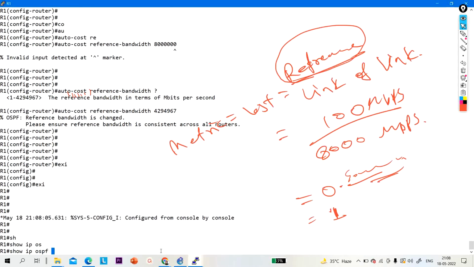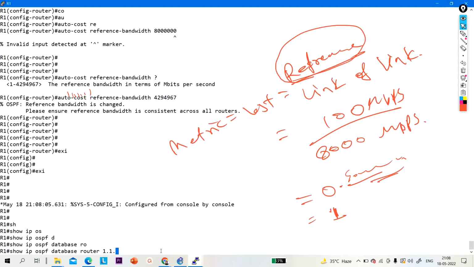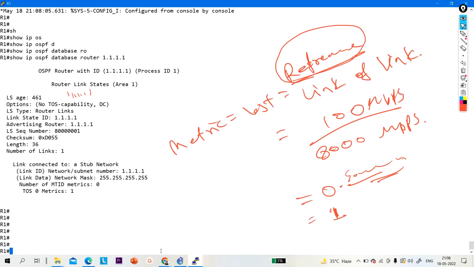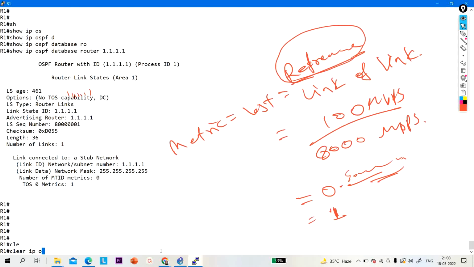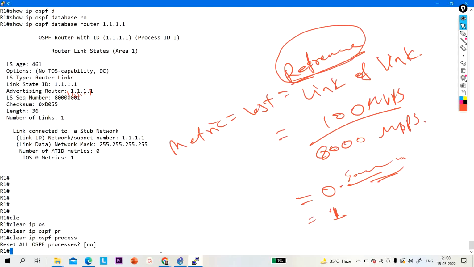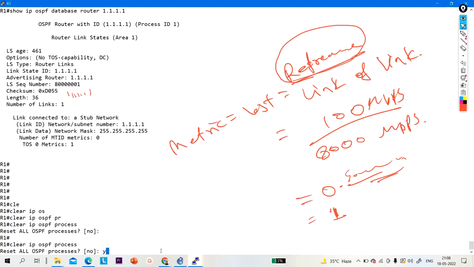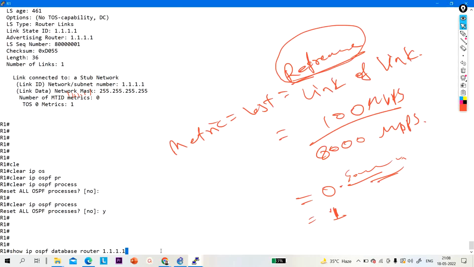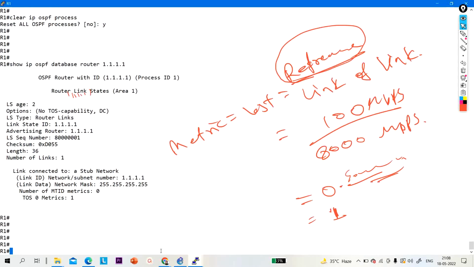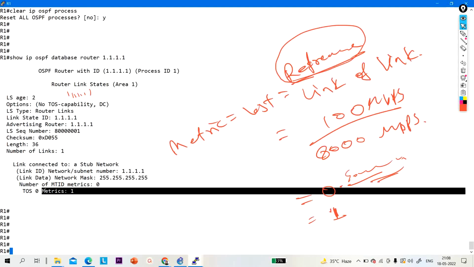Now you can see: show ip ospf database router 1.1.1.1. Clear ip ospf process. Yes. And show ip ospf database. Again the metric is 1.